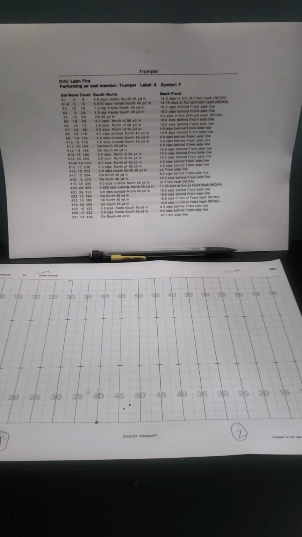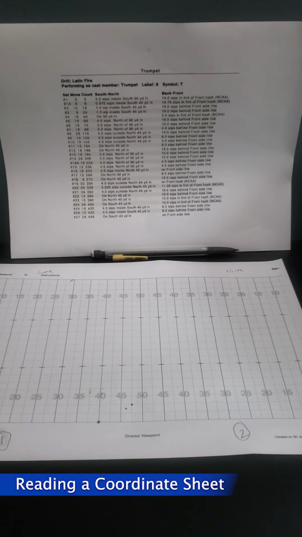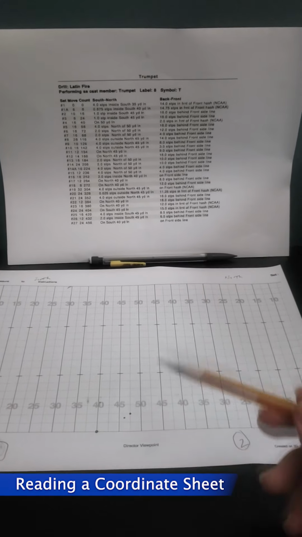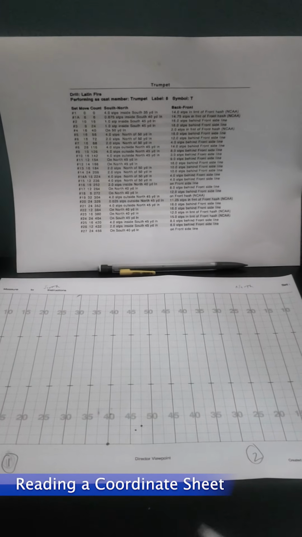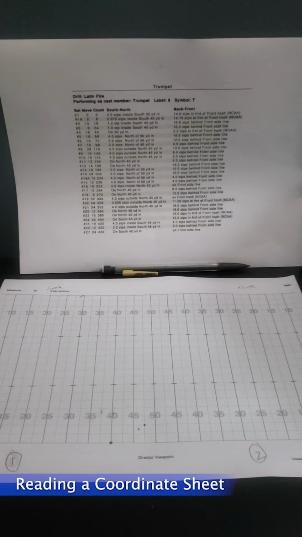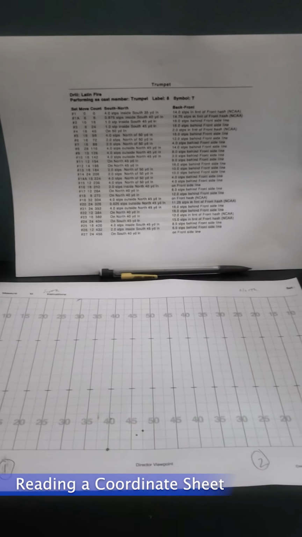I just wanted to give you a quick tutorial on how to read a coordinate sheet on the actual paper, and then how to find those dots on the actual field. This is just going to come right before I give you an actual tutorial on the actual field, but I figured it would be helpful to talk about this in terms of it being a coordinate sheet.